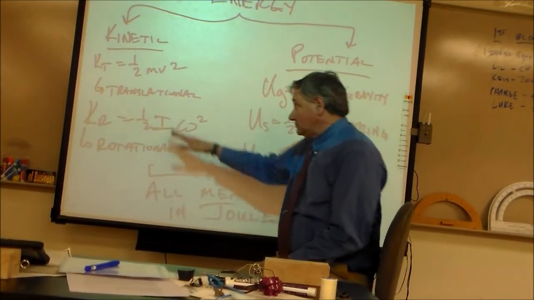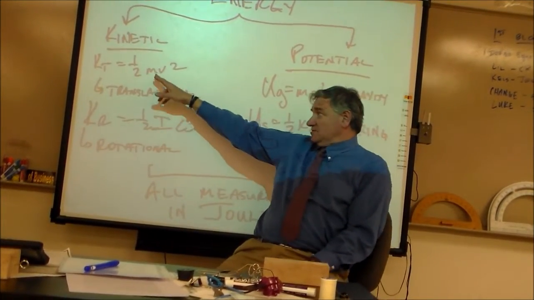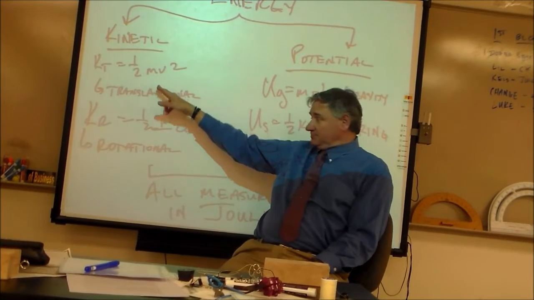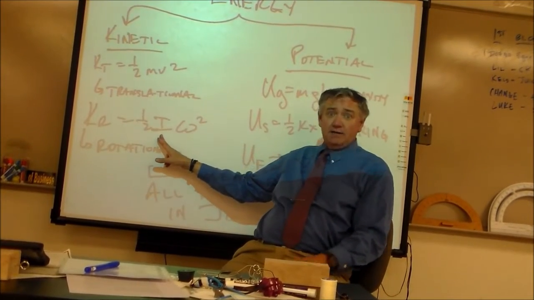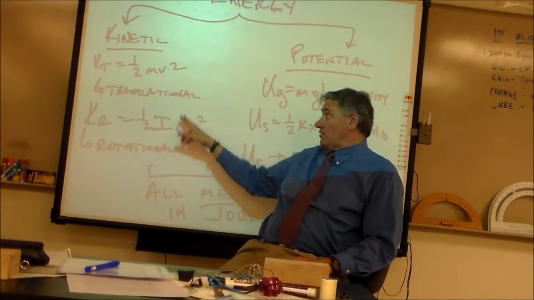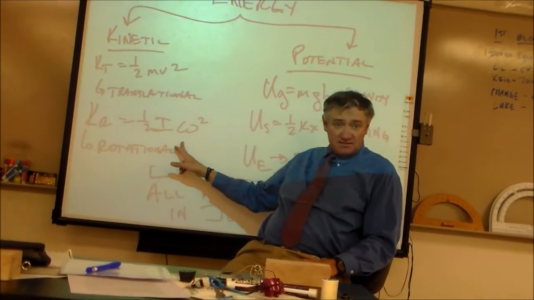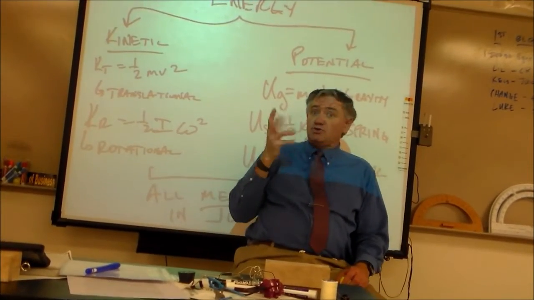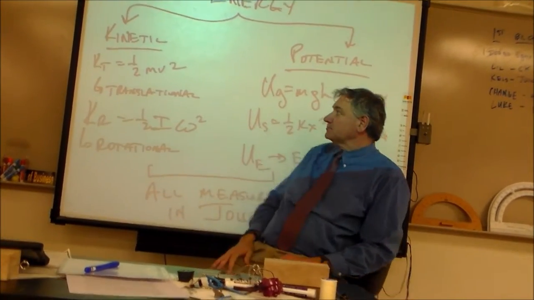So if you look at these two equations, this is mass, a measure of inertia. This is I, moment of inertia. This is how fast you're moving. This is how fast you're spinning. So you're multiplying two similar quantities together.